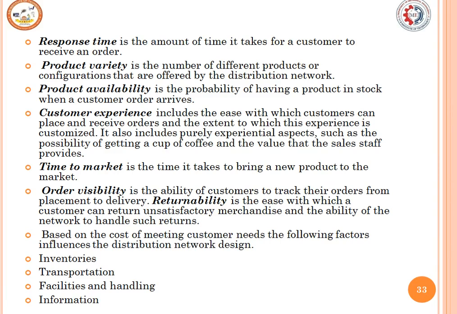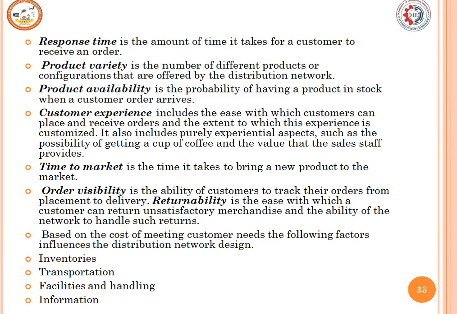Here he has explained what customers expect with respect to each point. Response time is the amount of time taken for the customer to receive an order. Whenever an order is taken from the customer, how quickly can you reach back to the customer within the minimum possible time. Product variety is the number of different products or configurations offered by the distribution network. Product availability is the probability of having a product in stock when a customer order arrives.